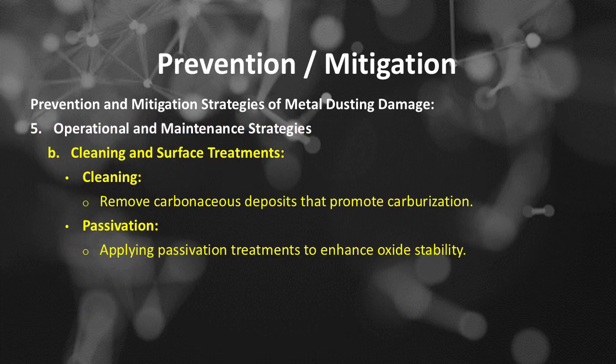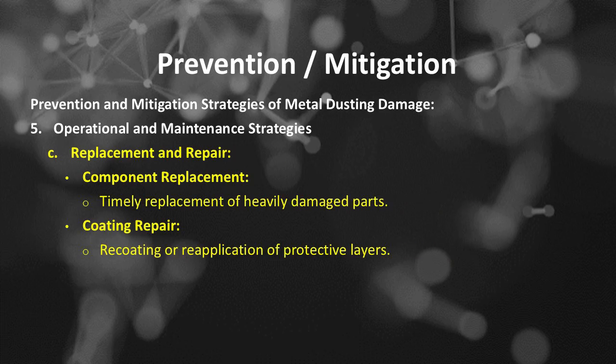Number B, cleaning and surface treatments. Cleaning, remove carbonaceous deposits that promote carburization. Passivation, applying passivation treatments to enhance oxide stability. Number C, replacement and repair. Component replacement, timely replacement of heavily damaged parts. Coating repair, recoating or reapplication of protective layers.